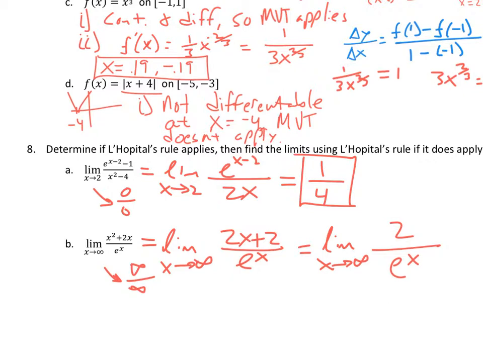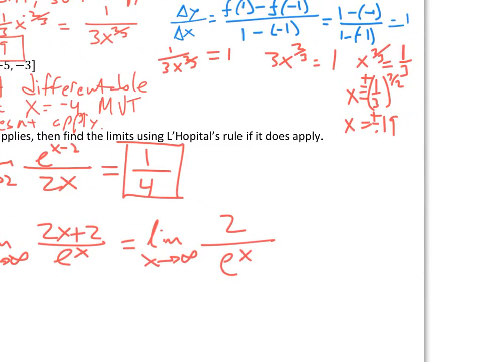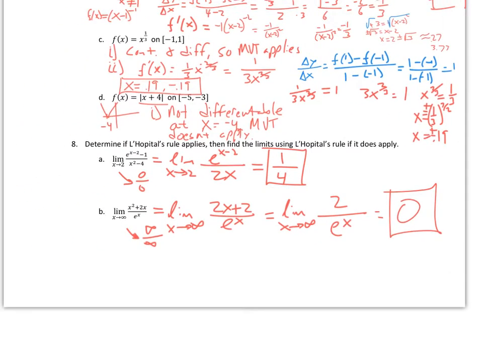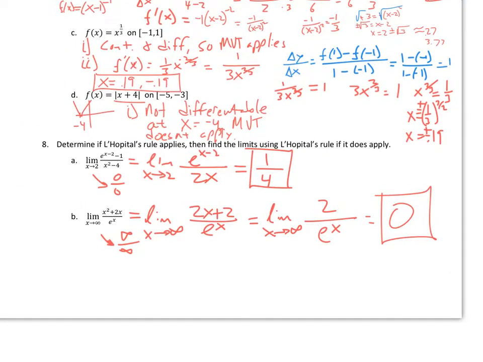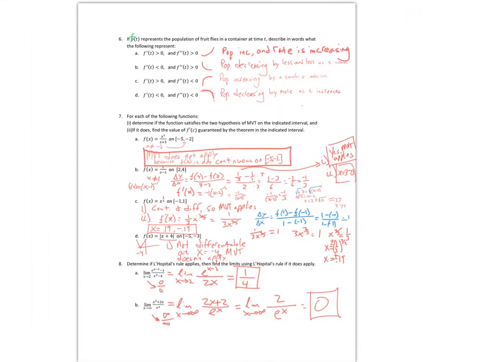And now we have enough to see that when we plug in infinity, or a gigantic number, this is getting huge. So we have 2 over a huge number, and that is 0. And that's how we use L'Hopital's rule. Remember, it's got to be going to 0 over 0, or infinity over infinity, or some negative or positive infinity combination.